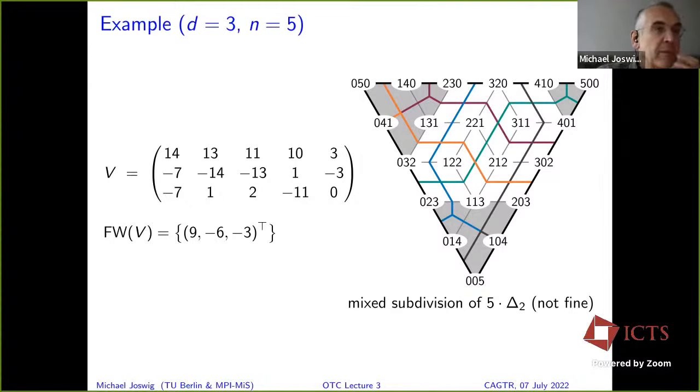The subdivision that you see is a subdivision into these small pieces. Some are triangles, some are parallelograms, and some of them are trapezoids, which are not parallelograms. These are the various cells, and their intersection pattern is exactly the same as the intersection pattern in the regular subdivision of the product of simplices. As I said, this is a mixed subdivision picture.